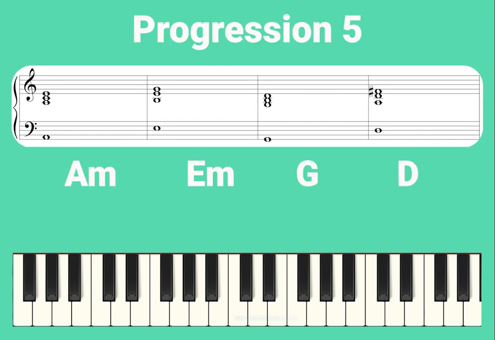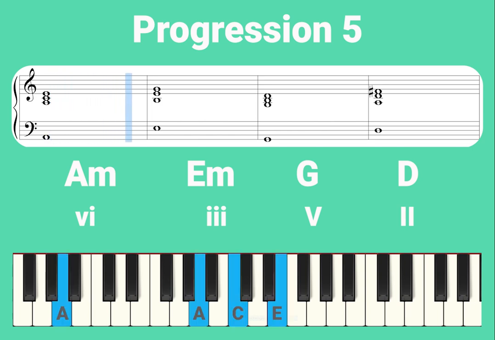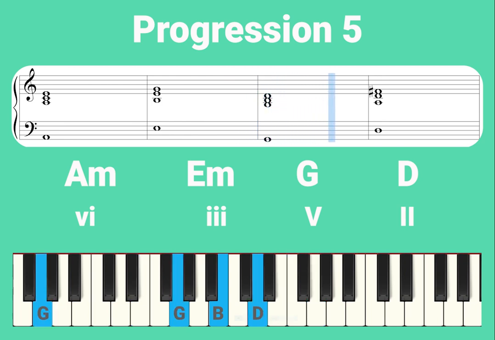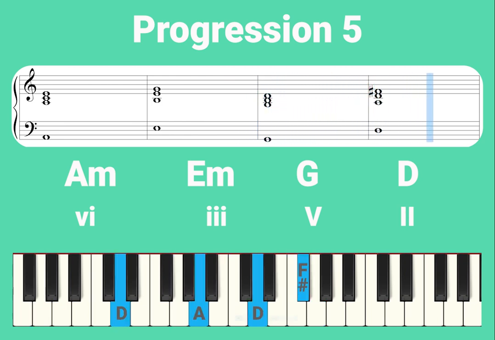Progression 5. A minor, E minor, G, and D, or chords 6, 3, 5, and 2. Having the 2 minor chords at the beginning gives this progression a somber feel initially, but then it finishes with an uplifting feel because of the D major chord at the end.